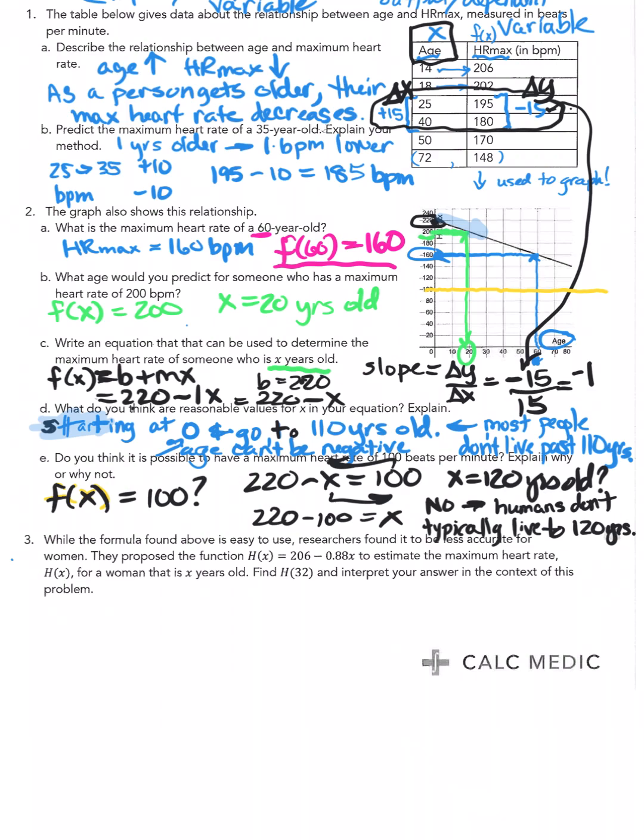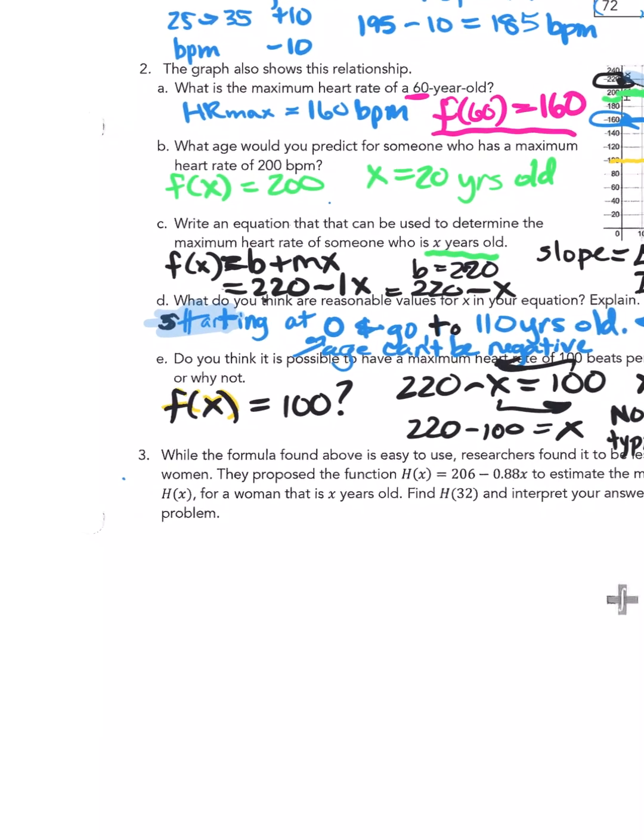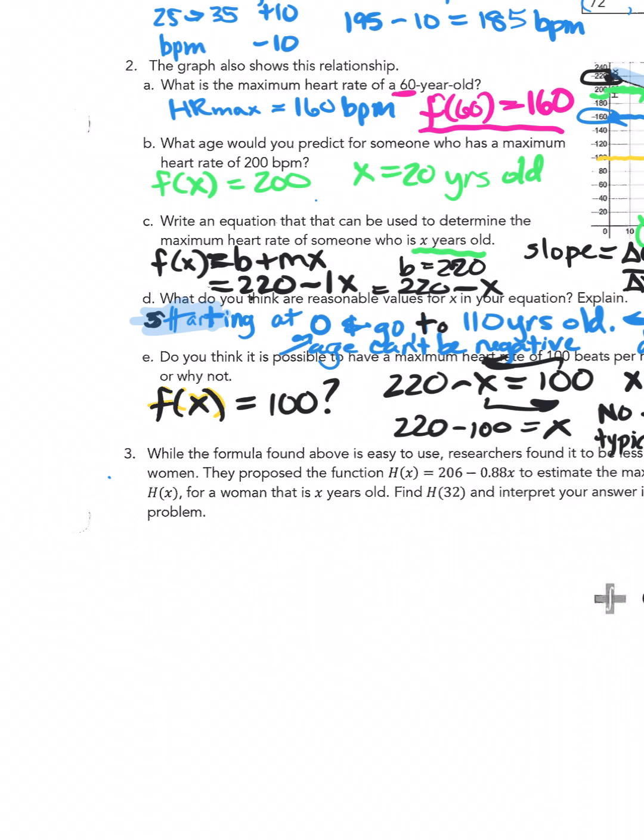All right, so now let's talk about something. Let's look at this starting and ending range. If we're talking about reasonable values for x, what do we call that in a function? 0 going to 110 years old. I want you to think about it. That is your domain. So domain is all of your x values. So we set that as being from 0 to about 110.